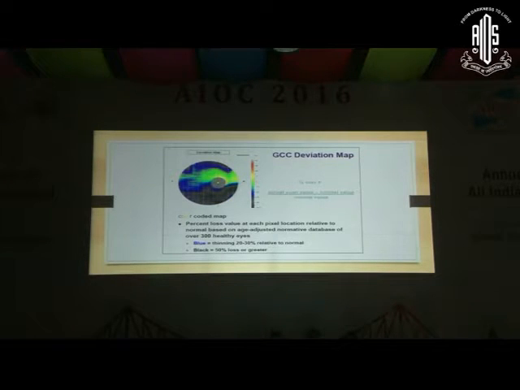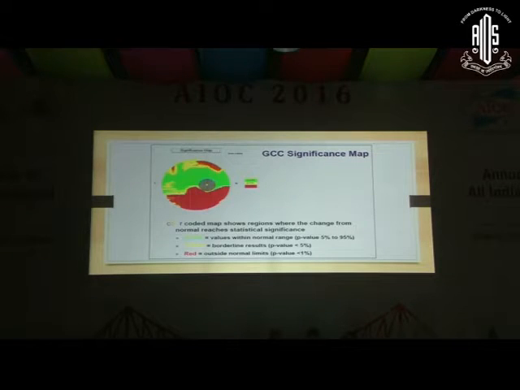The blue areas show thinning, which is about 20 to 30% relative to the normal, and the black areas denote significant thinning with a 50% loss or greater. And this is the ganglion cell complex significance map with the same color coding as we use for RNFL, with the red areas being seen in less than 1% of the normative database. Now let's see how these correlate with the functional findings.